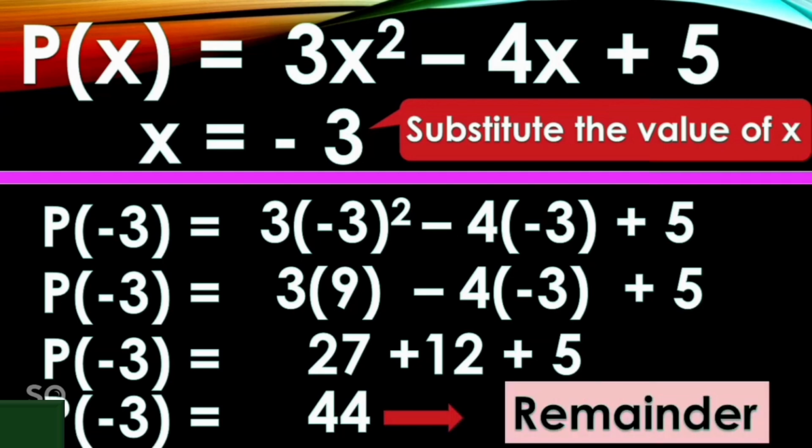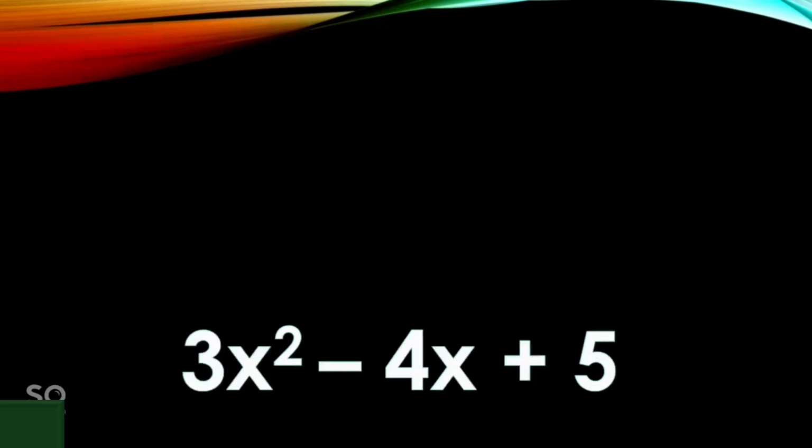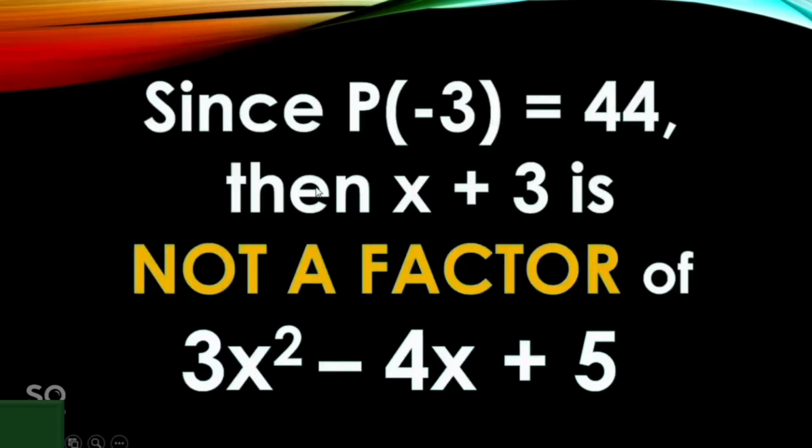So, ibig sabihin, kapag may remainder, hindi niya factor. So, again, since P of negative 3 equals 44, then x plus 3 is not a factor of 3x squared minus 4x plus 5. Okay, ulitin natin para mas matandaan. Kapag ang result ay 0, ibig sabihin, yung given factor na x minus r is factor ng polynomial. Pero kapag hindi 0 ang result, ibig sabihin hindi factor yung x minus r ng polynomial.